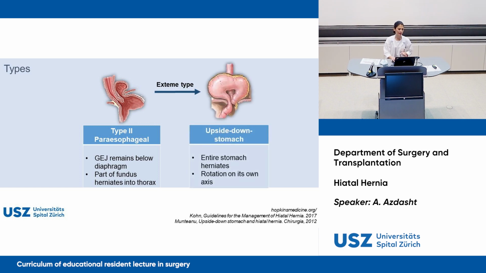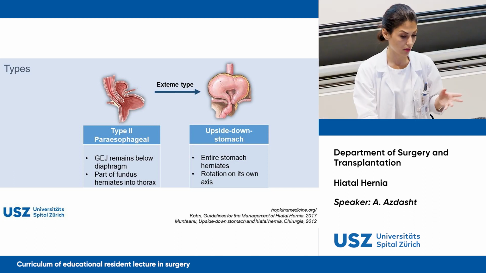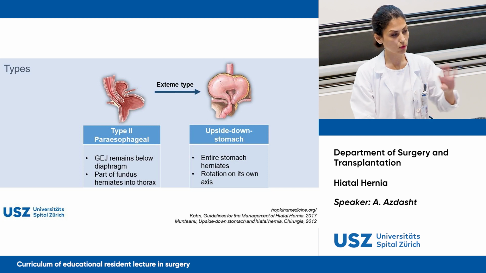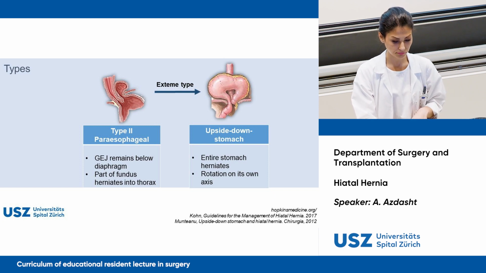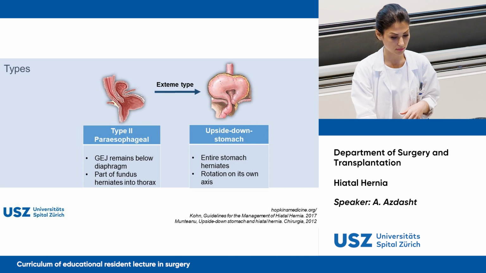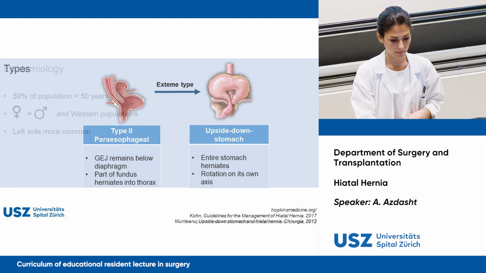So here in this case, the entire stomach actually herniates into the thoracic cavity. And the problem here, which can cause an emergency, is that it rotates on its own axis and can cause a total obstruction. And this is actually connected with high mortality and a high morbidity rate due to the strangulation of the stomach.